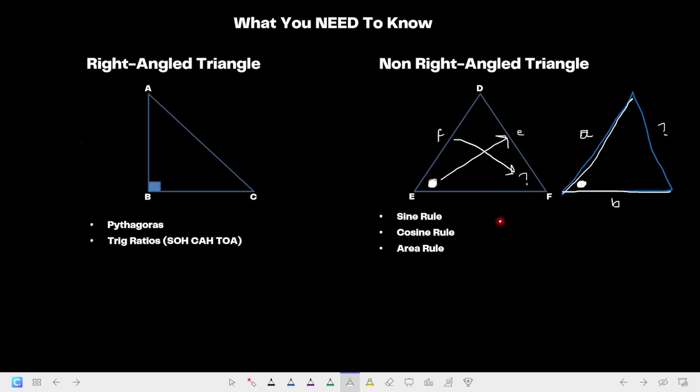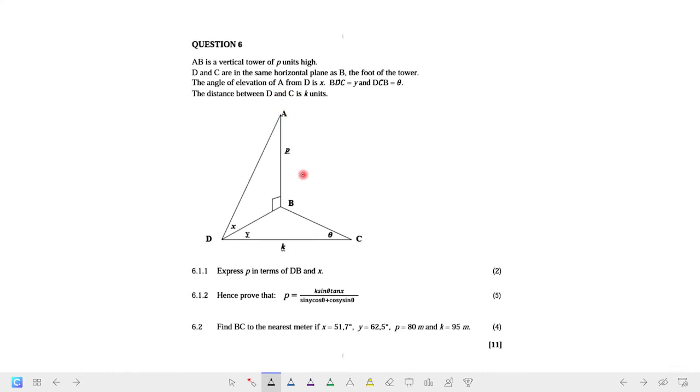Let's go ahead and look into the question so that I can show you how you can basically solve any 3D problem that you're going to be encountering. Now let's look into this question here. The question goes as follows.